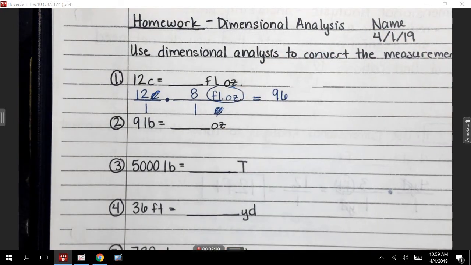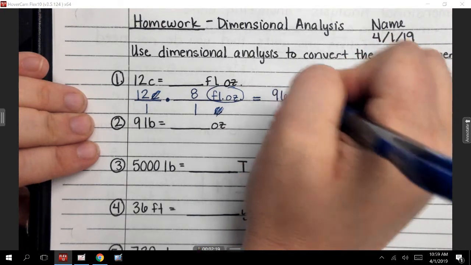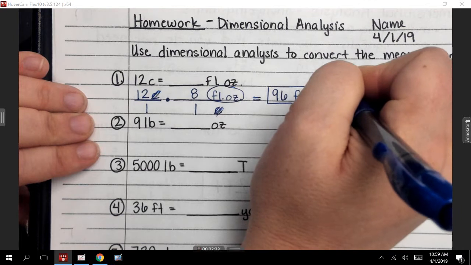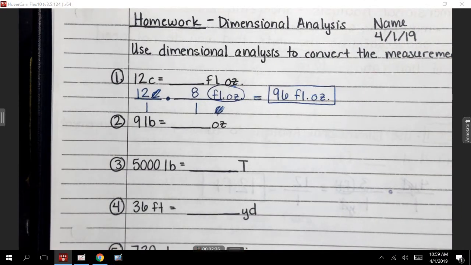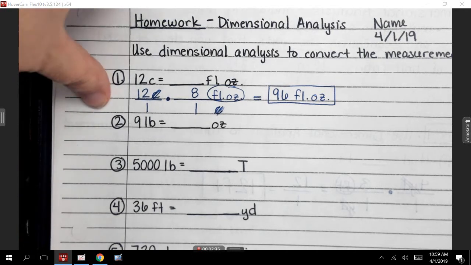1. Guys, did you notice if I have 1 on the bottom, do I really need it? No. So are y'all okay with me skipping that step? Okay. So 96 what? Fluid ounces. And I'm just going to write that and circle it right there. If you want to write 96 in the blank, you can. I just like circling it. Yes, sir. The abbreviation to remember fluid ounces was. There you go. Exactly.